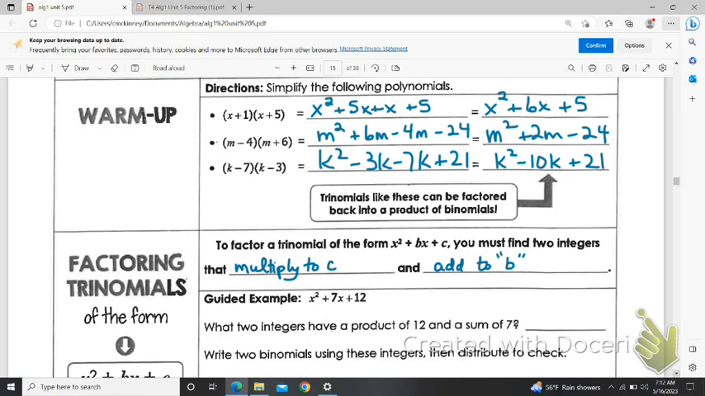And that's what we just practiced on our other page. But you want to think about that they multiply to c first. So think of what two, they have a product. Remember, product is multiply, sum is add. So what integers have a product of 12 and a sum of 7 would be 3 and 4. And then we write the two binomials, x plus 3, x plus 4, and always you can distribute to check.